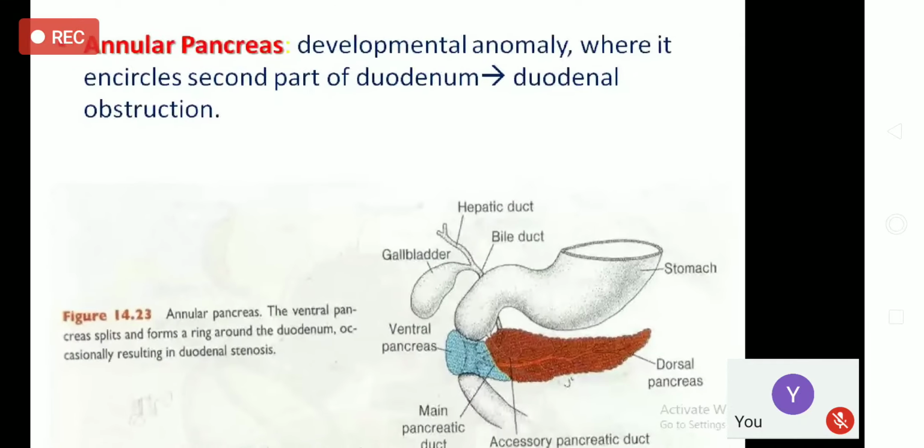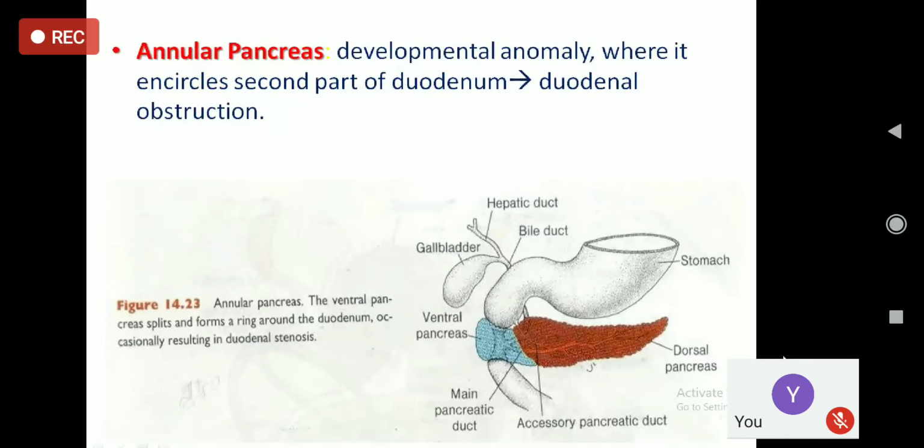Another clinical aspect is the annular pancreas. During the rotation of the ventral pancreatic bud towards the dorsal side, it can constrict the second part of the duodenum. That condition is known as annular pancreas. It is a developmental anomaly where the pancreas encircles the second part of the duodenum, and duodenal obstruction can occur because of the constriction in this area. It is because of a defect in the rotation.